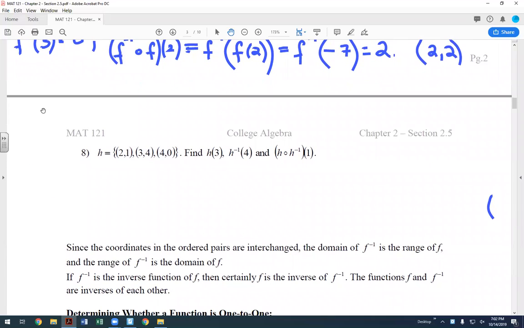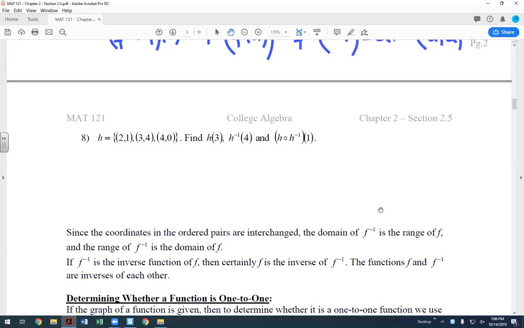All right, let me see what you guys can do for 8. It's very similar to what we just did. So let me see what you guys come up with for 8, and then we'll discuss our answers. Let's actually start by writing down our inverse function, which is, of course, just interchanging our x and y values. So that'll become 1 and 2, 4 and 3, 0 and 4.